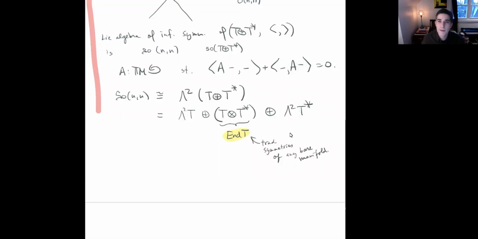Can I ask a question? Yeah. Is this isomorphism between the Lie algebra and the wedge product only for split signature, or no?